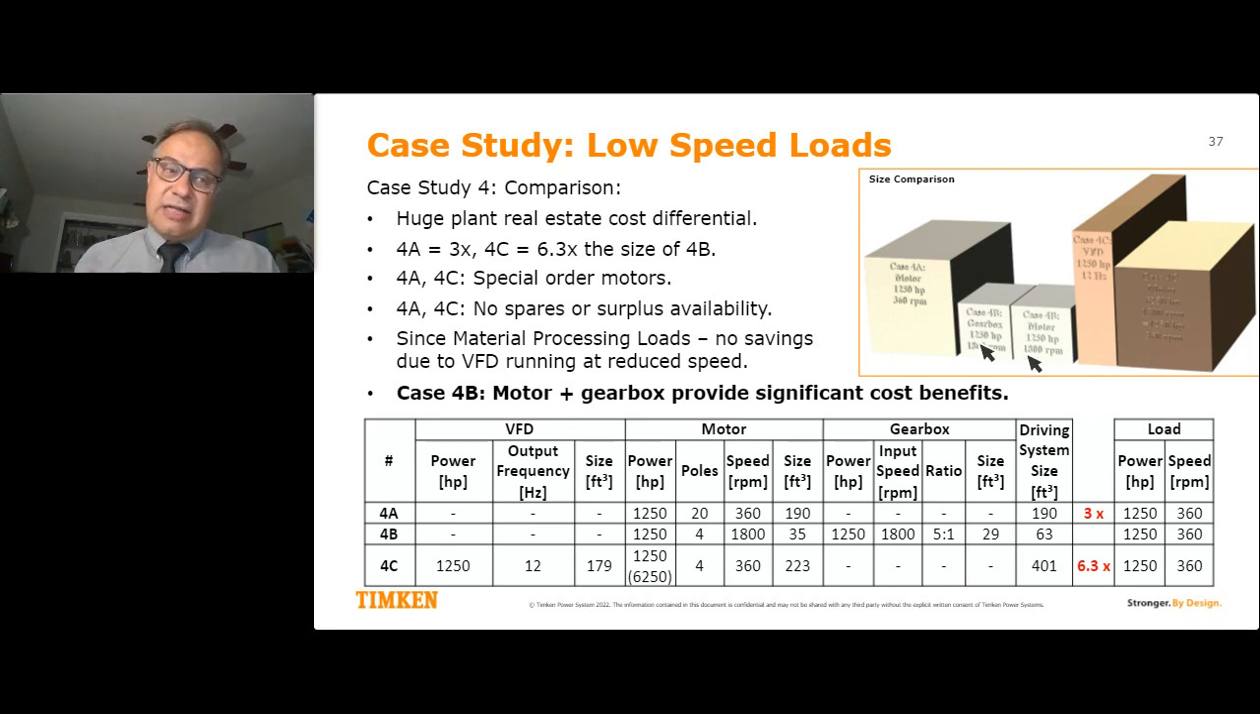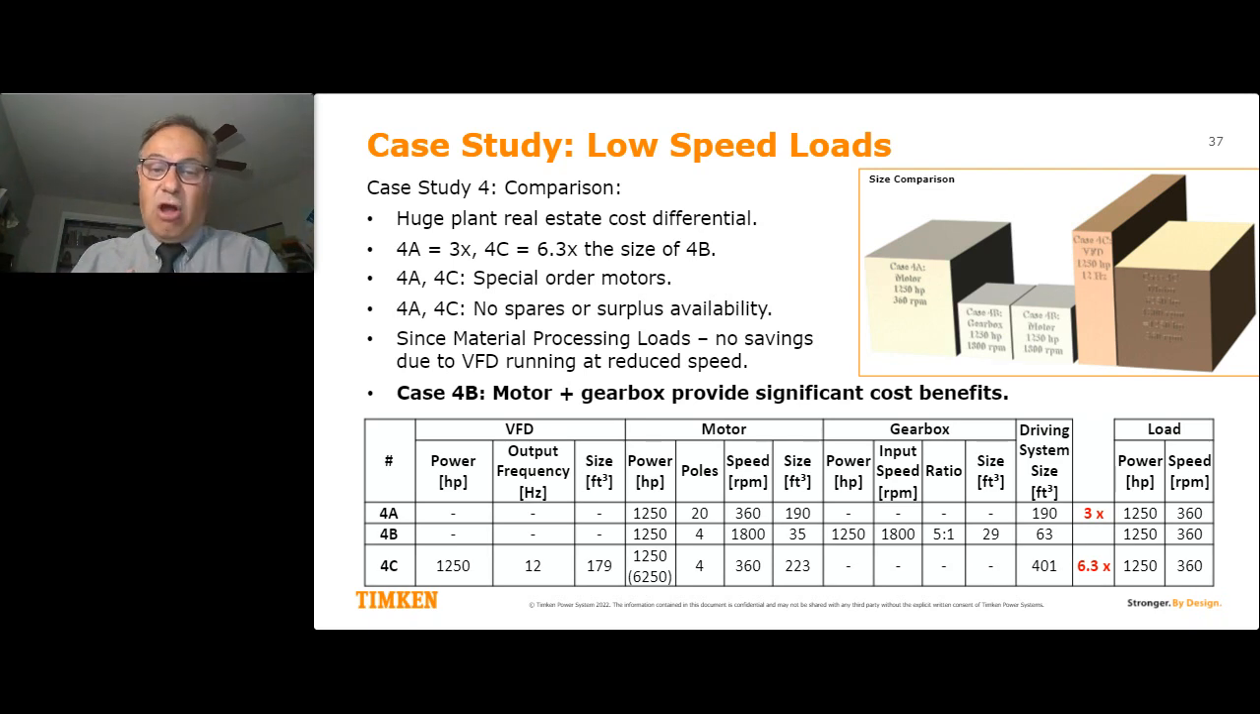If I use my case study 4B, the motor and gearbox, wow, look at that space reduction. That's because of the torque multiplication we get from the gearbox. And then the last scenario: because it's such a higher power rating motor, and with the size of the VFD, which is often ignored, I get a huge envelope. So comparing the three, 4A, the direct drive motor, is 3 times larger than a motor plus the gearbox, and the VFD plus the slow speed motor is 6 times larger.